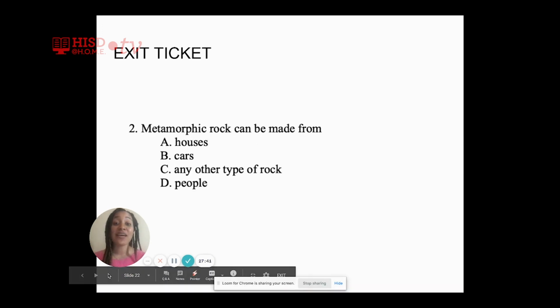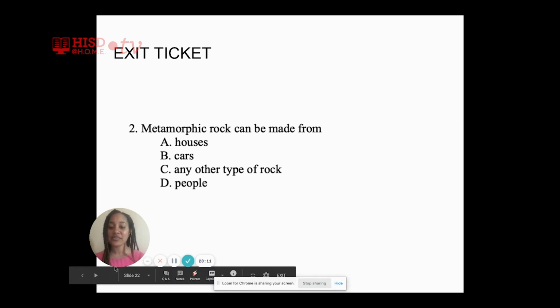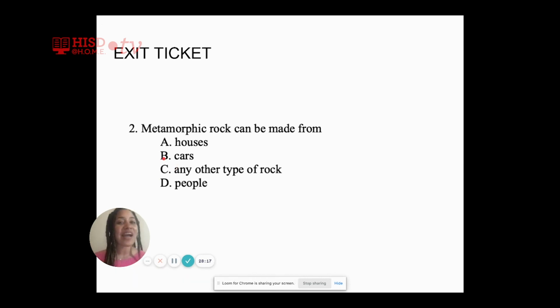So, metamorphic rock can be made from... Right. When we see the word metamorphic, we have to pull out the word morph. And remember, that means to change. And so once we apply heat and pressure to any type of rock, we can change it. So the answer to this question is C. Any rock can be changed to metamorphic rock once we add heat and pressure.